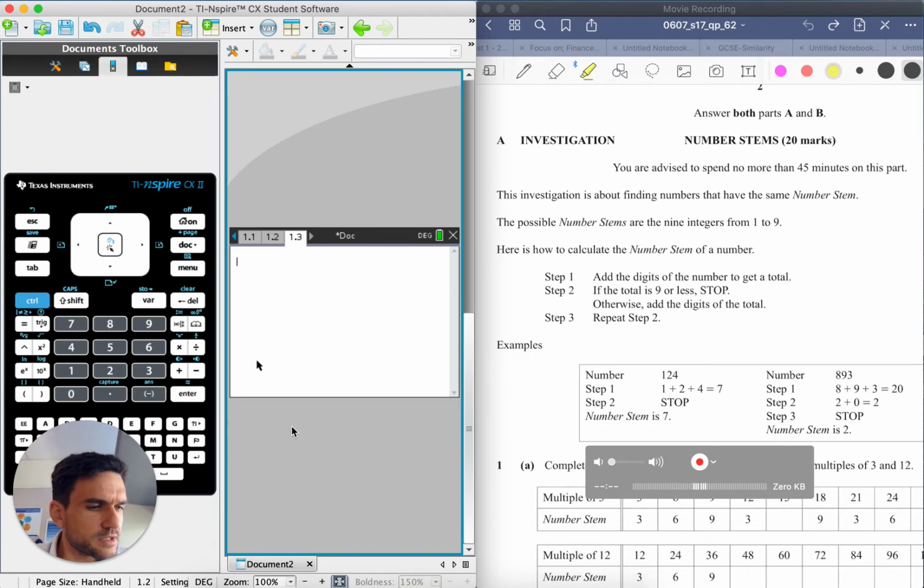The investigation is about finding numbers that have the same number stem. We don't know what a number stem is, so hopefully it's going to tell us. Possible number stems are the 9 integers from 1 to 9. Here's how to calculate the number stem of a number. Step 1, add the digits of the number to get the total. If the total is 9 or less, stop. Okay, that makes sense. Otherwise, add the digits of the total, repeat step 2.